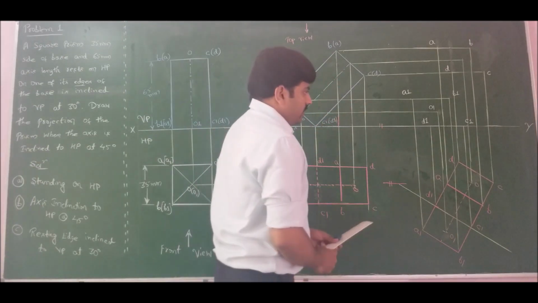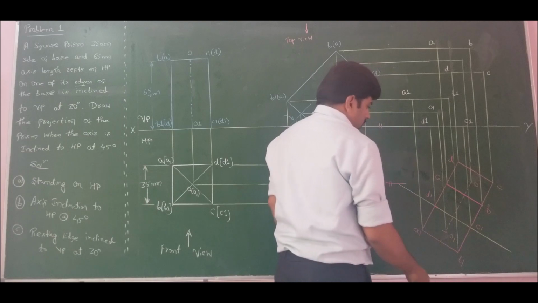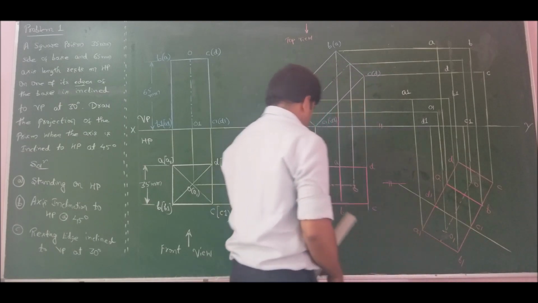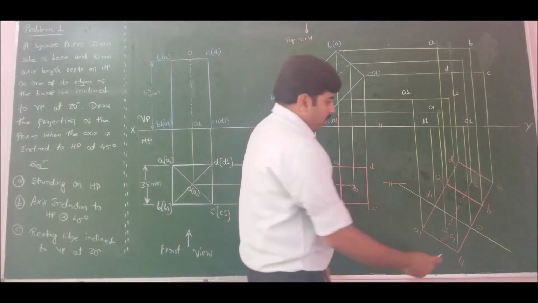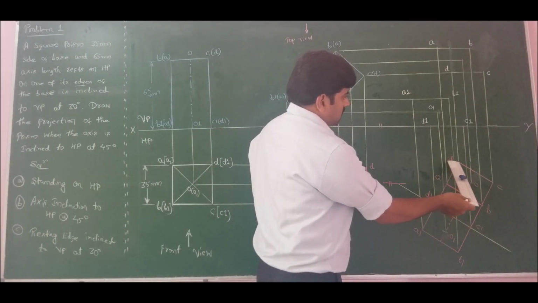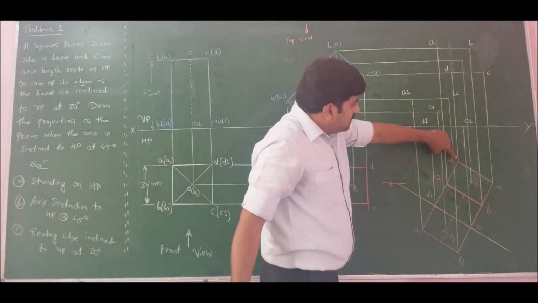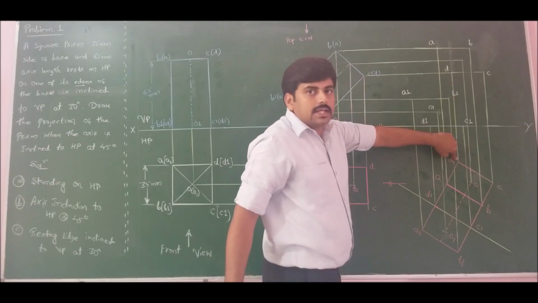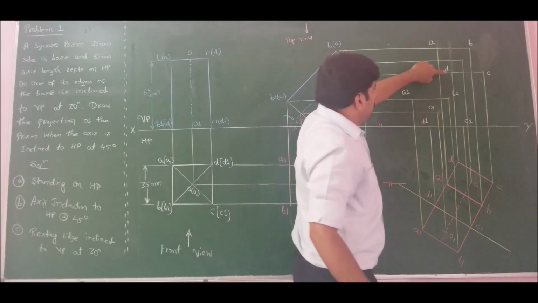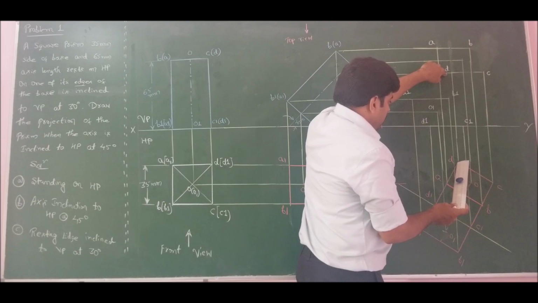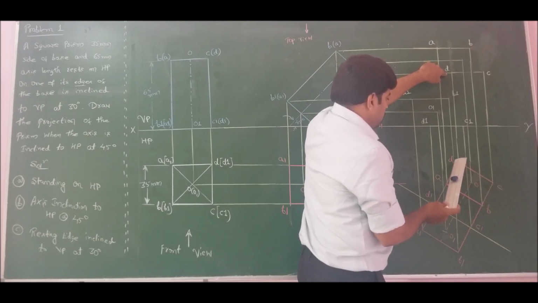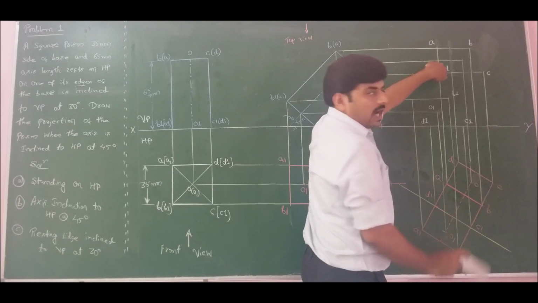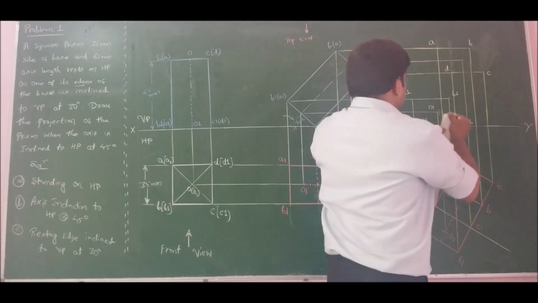So now identify the farthest corner to the observer. So in the front view the observer will be here. From the bottom the farthest corner is D. All the edges emerging from D are invisible. So from D we have a line to A and from C we have a line to D. Therefore DA and DC are invisible.